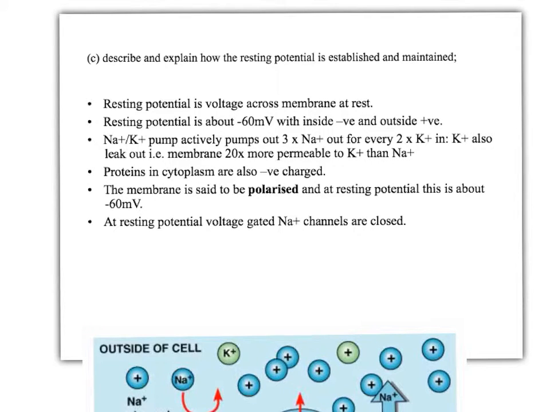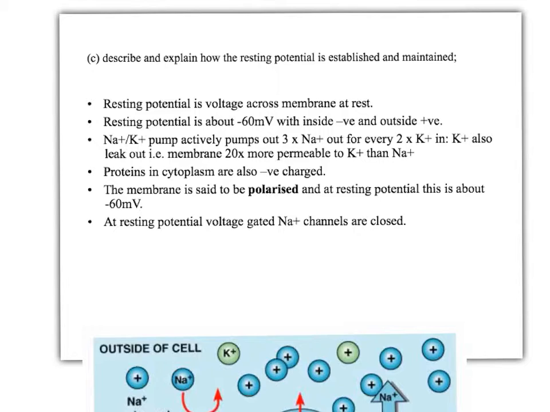Welcome to the second screencast on nerves. This screencast deals with resting potential, action potential, and propagation of action potential. So dealing with the first slide here, which deals with resting potential. Resting potential is the voltage across the cell membrane of an excitable cell, in this case a neuron, at rest.